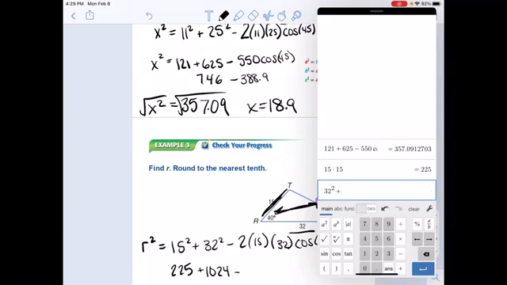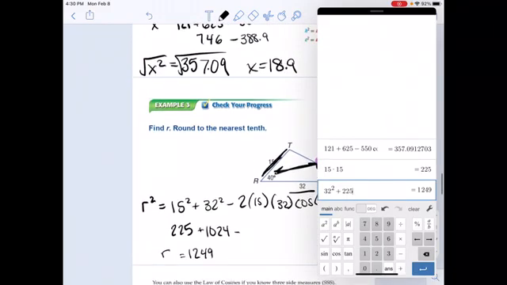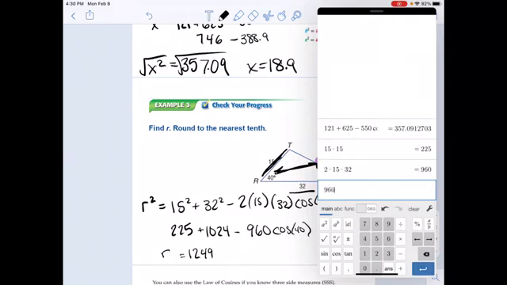And we'll go ahead and add those together. We end up getting 1249. Then we need to take 2 times 15 times 32, 960 cosine of 40. Then I think we can just do it all together, or we can do it separately. I don't really care. We'll do it separately just to show you those steps. 960 cosine of 40 is equal to 735.4. Go ahead and subtract those.